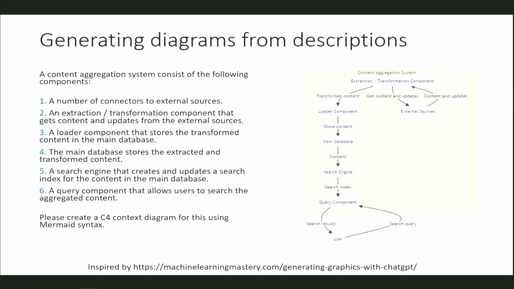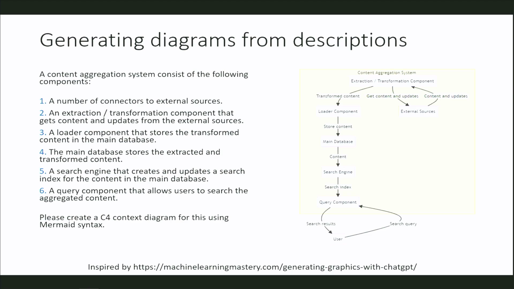And then there's a search index, which creates a search index in this engine so that you can query it. Then create a C4 context diagram using Mermaid syntax. This is what it came up with. Yeah, it doesn't add a lot, I'm afraid. The external sources are now part of the content aggregation system, although they're external. The user is external, it's good. The user is not absorbed by the system. And they can do a search query and get search results. Nothing earth-shattering here.